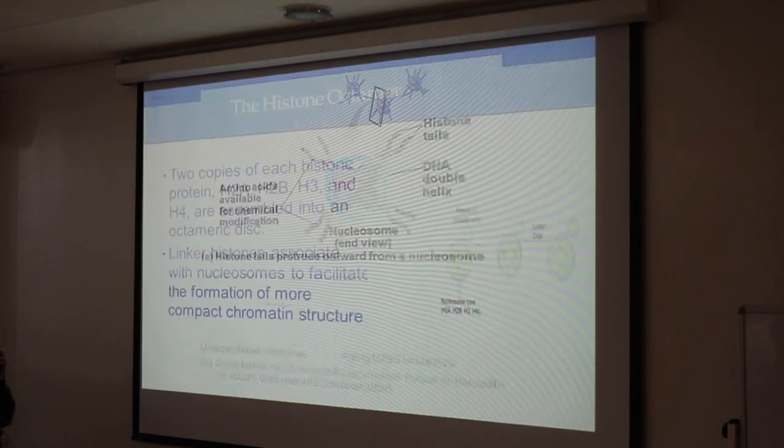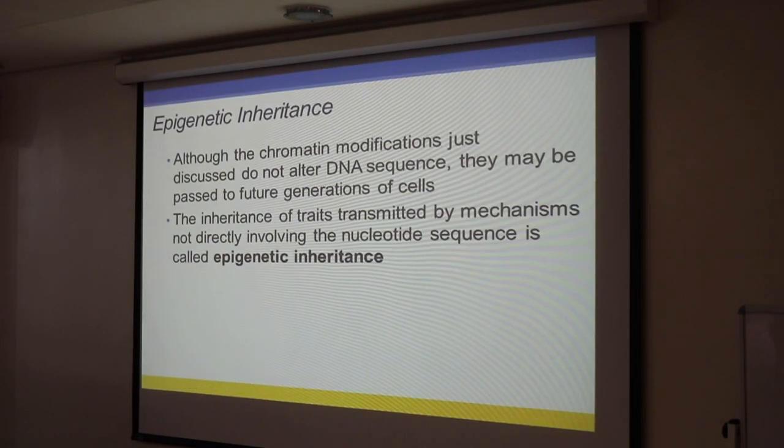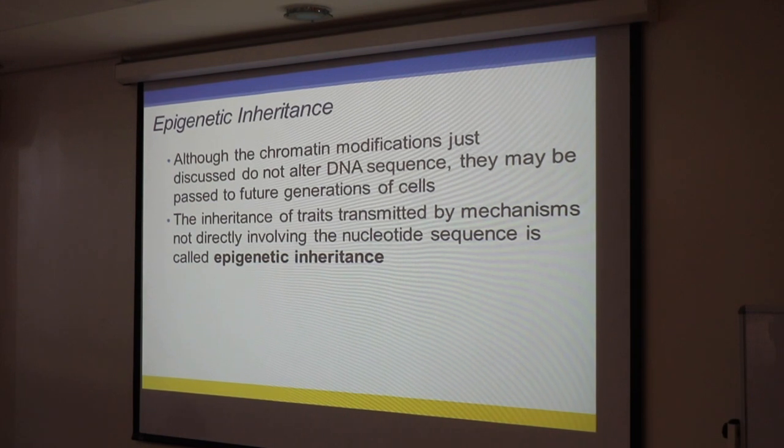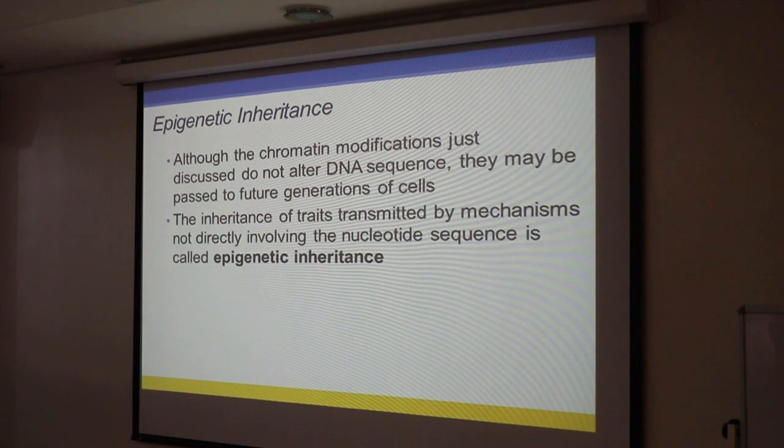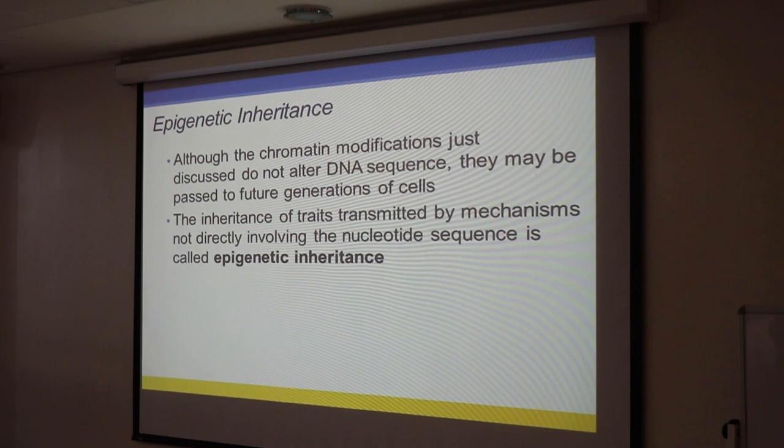So we talked about the modification, and one thing that you should know about this modification of the chromatin, in general chromatin modification, is that it can be passed from one generation of cells to another. They actually can be inherited. Before, we always talked about genetic factors. Now there is the epigenetic factor. What is an epigenetic factor? One example is this chromatin modification.